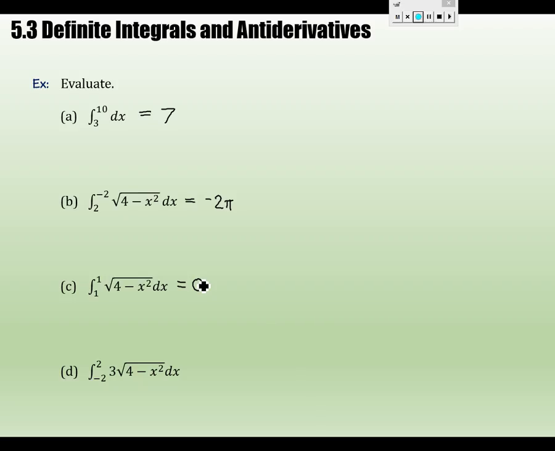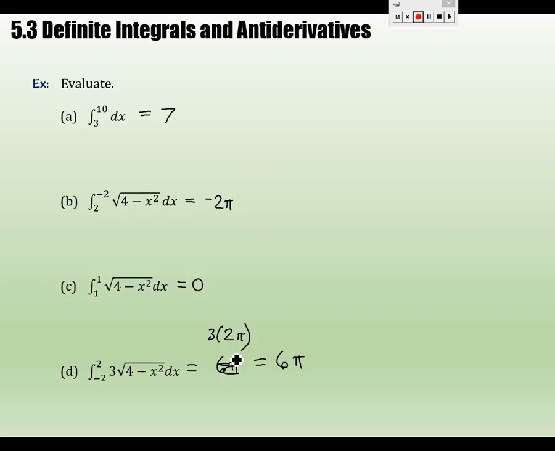What do you think for that last one? That's a tricky one, maybe. 18.8. Yeah, okay. Which is what? Also known as, what is it also known as? 6 pi, yeah. So 6 pi, which is just 3 times 2 pi.